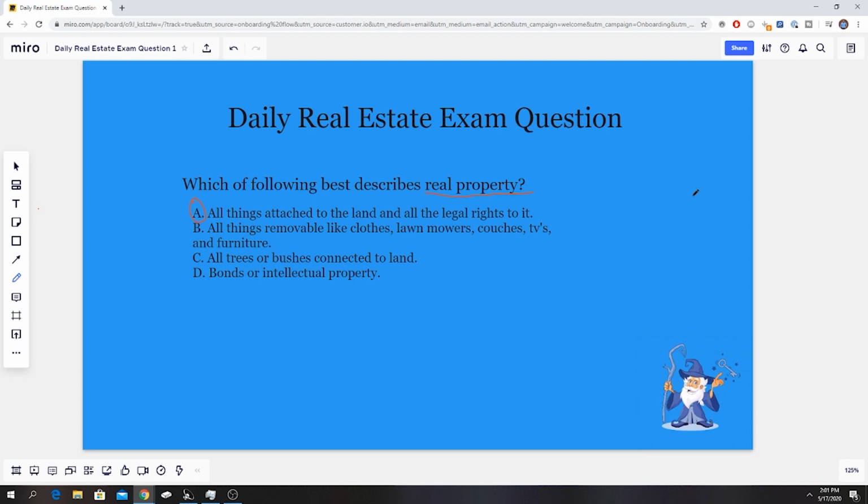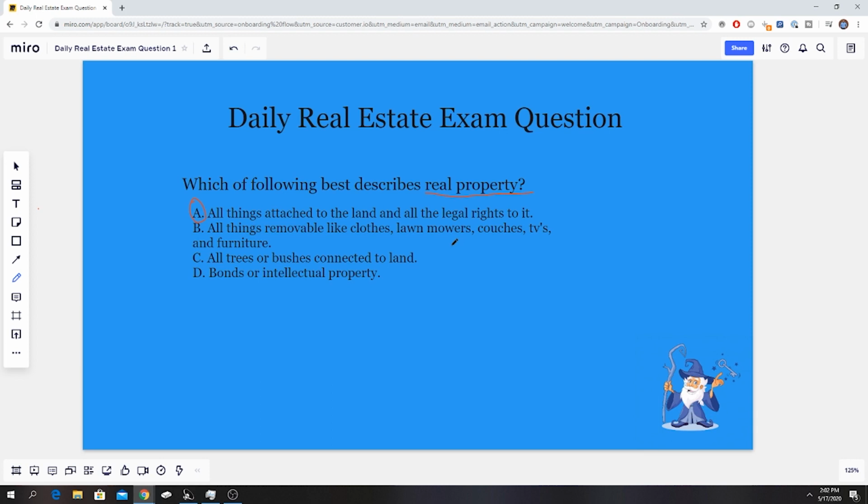Now, there are some exceptions of items that maybe can be moved but are still real property. This is especially relevant for businesses. For example, maybe you have a farm business. That would include crops, maybe the barns themselves, the stables, things like that. That could be considered real property. So you might see these options and say, oh, lawnmowers. Well, lawnmowers technically could be real property if it was for a business.